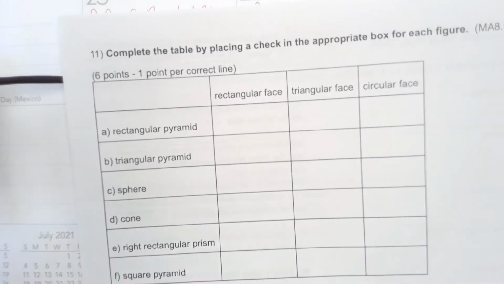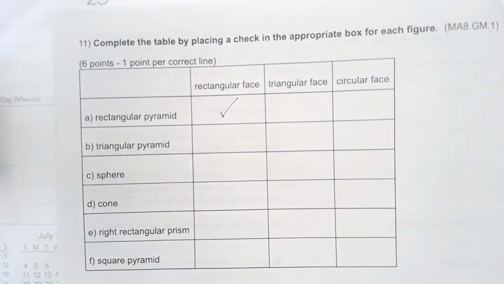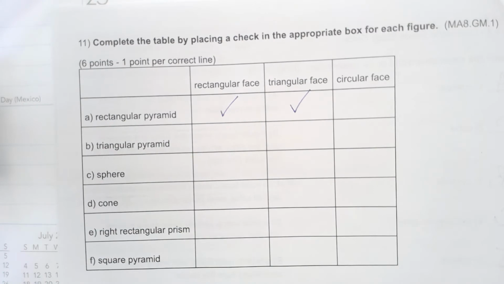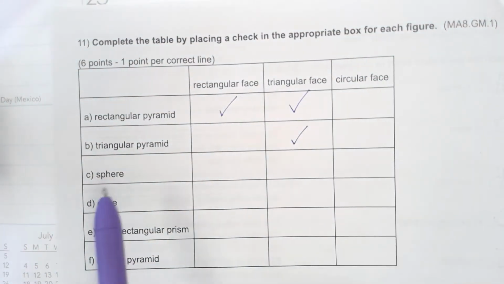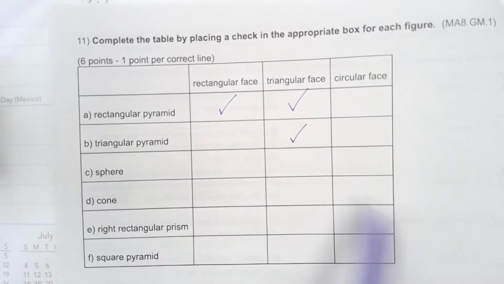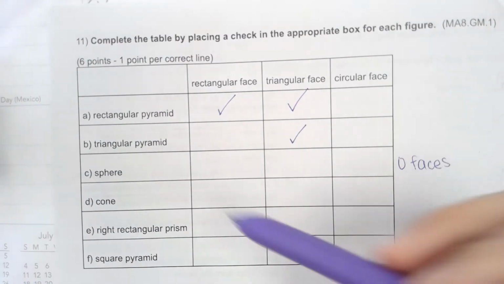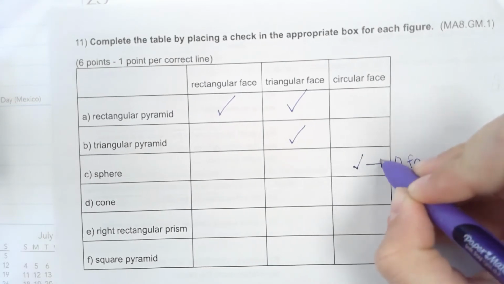Alright, complete the table by placing a check in the appropriate box for each figure. So when you have a rectangular pyramid, you do have a rectangular bottom face, and then your sides are triangular faces, and then there's no circular faces. Triangular pyramid, you only have triangular faces. Sphere technically has no faces. Okay, so if they did want you to check one off, you may have to check off that circular face, but technically the sphere has no faces.